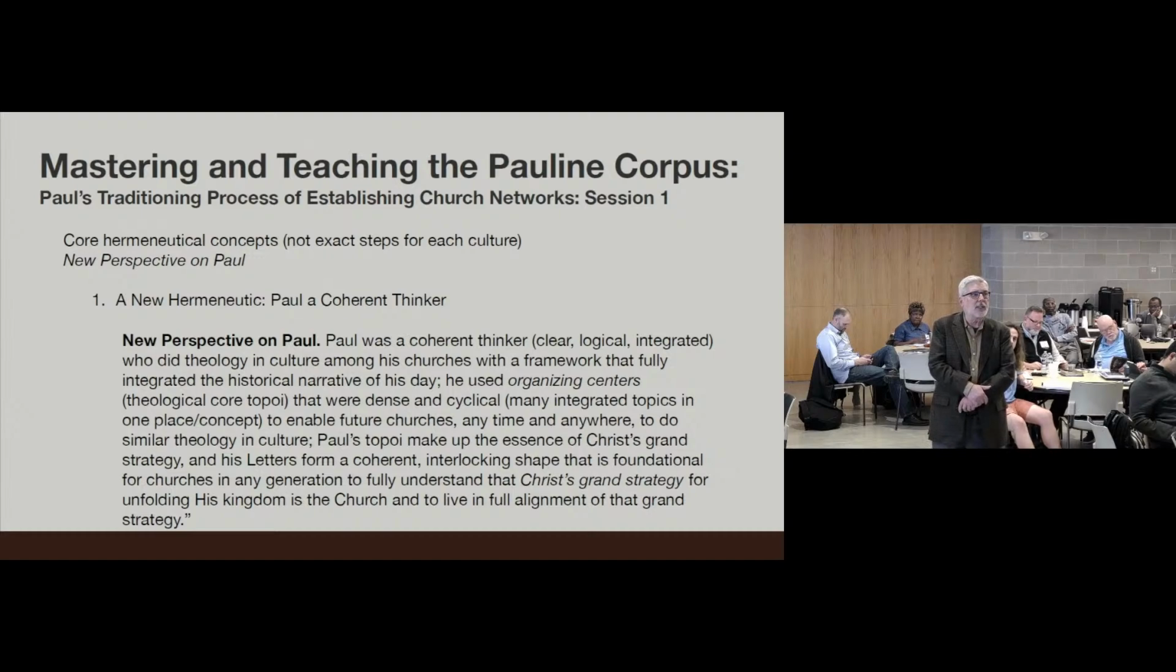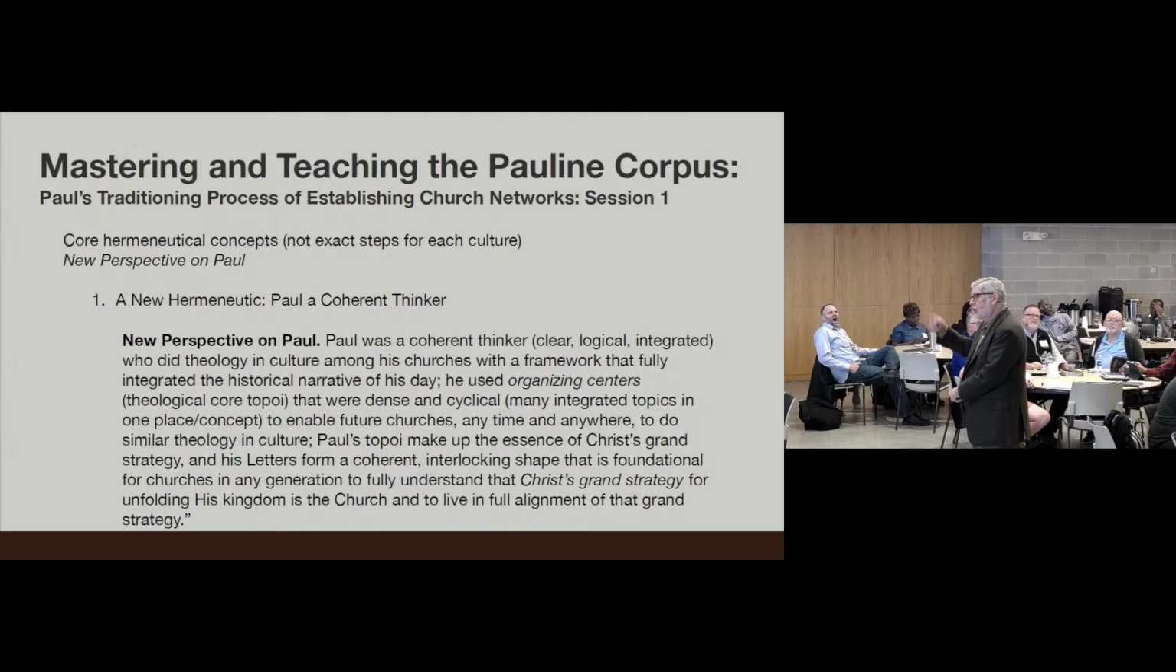He used organizing centers, theological core topoi, that were dense and cyclical, with many integrated topics in one place and concept, like the church being a family of families as the organizing piece in 1st and 2nd Timothy and Titus. There's not endless topics there, but there's a set of core topics that are integrated that you can't understand one separate from the other. They enable future churches at any time and anywhere, that's us, to do similar theology and culture.